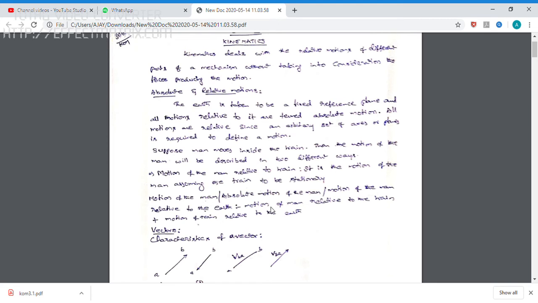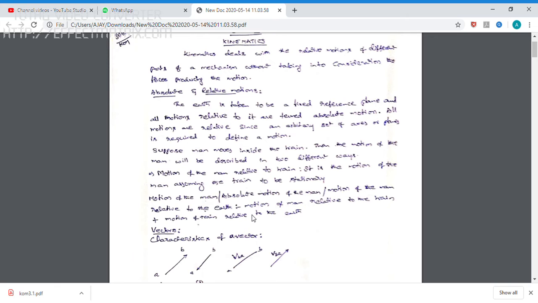That's why here what I wrote: motion of the man relative to the train plus motion of the train relative to the earth. Both we have to consider, not only a single one. That's why in the absolute case, from the beginning onwards we have to consider the motion. Okay, next we will consider the velocity.